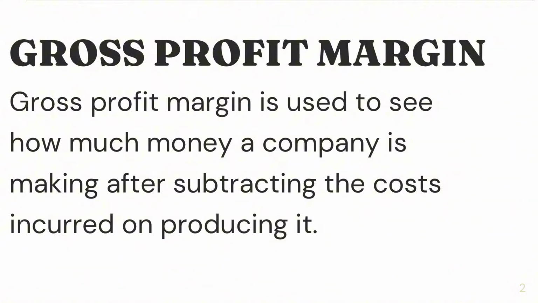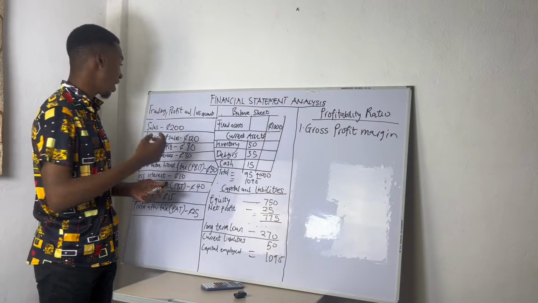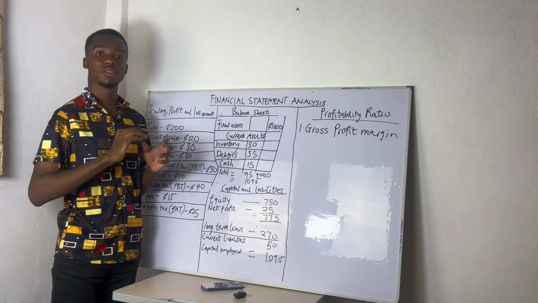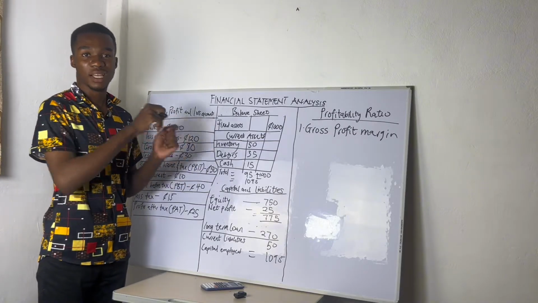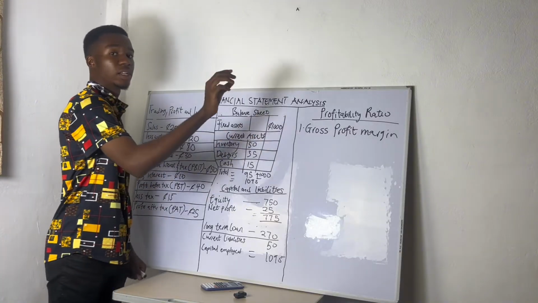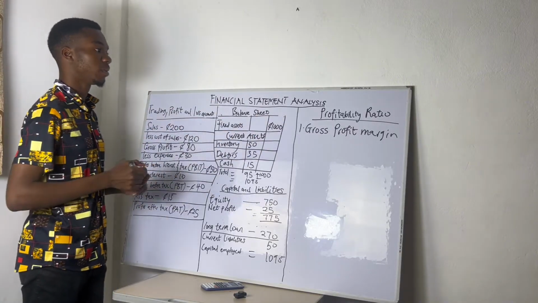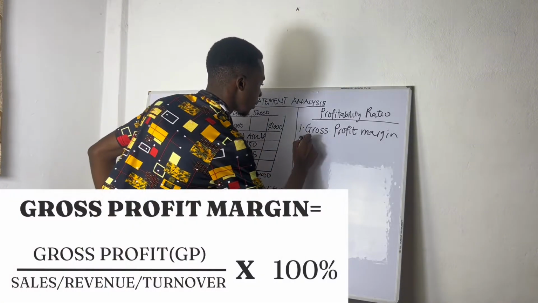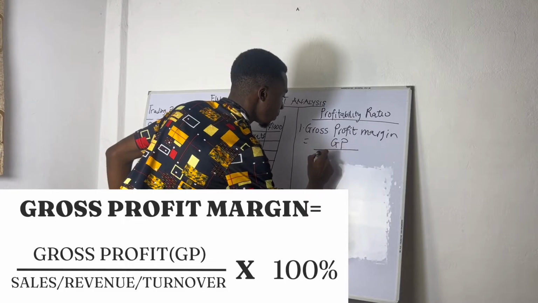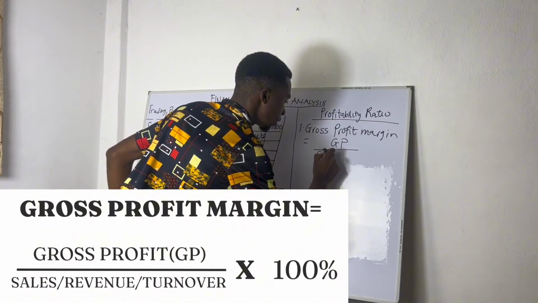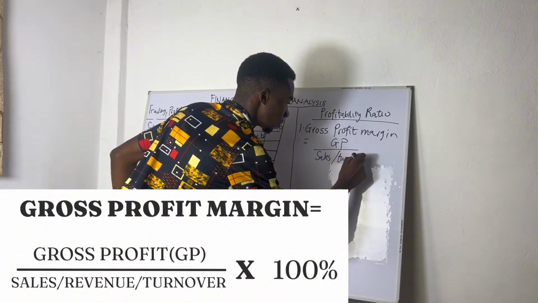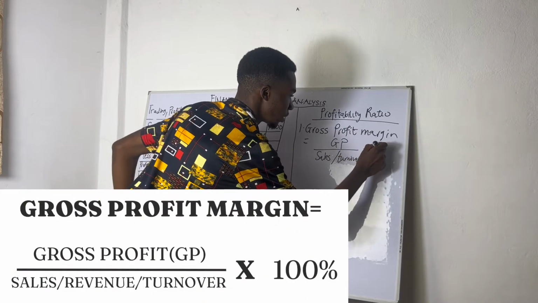And I said the less cost of sales are the costs that were incurred on producing the products. So if you want to see how much profit or how much revenue the company is making, after you subtract the costs of producing that product, we use the gross profit margin. And the formula for the gross profit margin is the gross profits over the sales, or you can also say the turnover, times 100%.